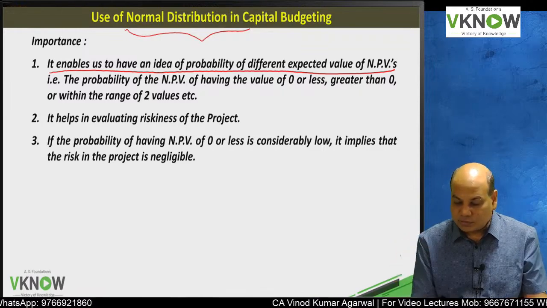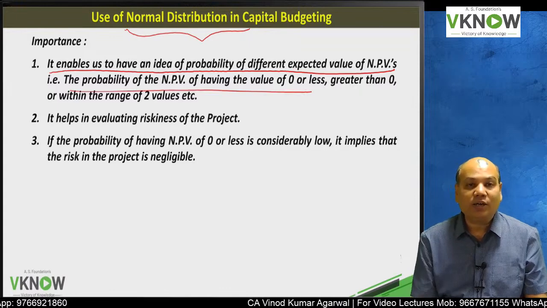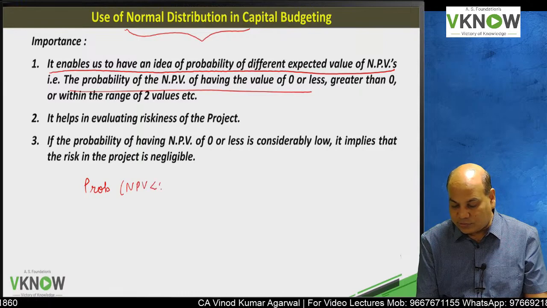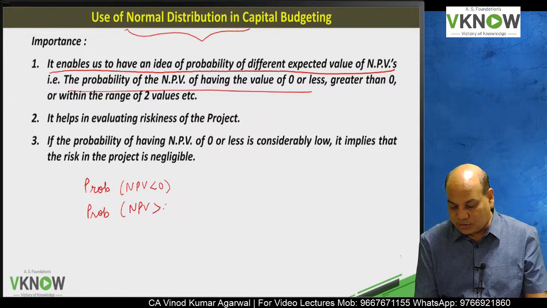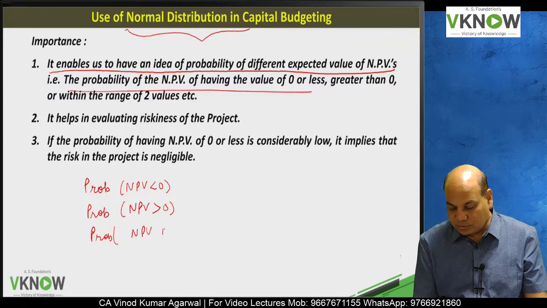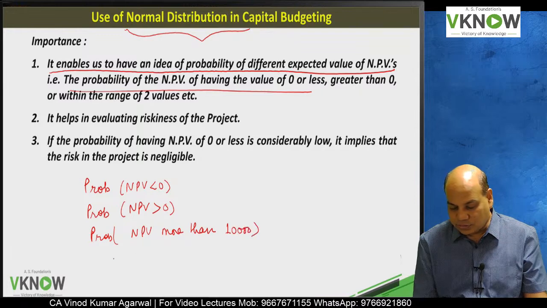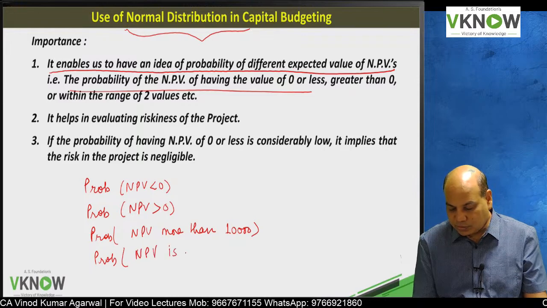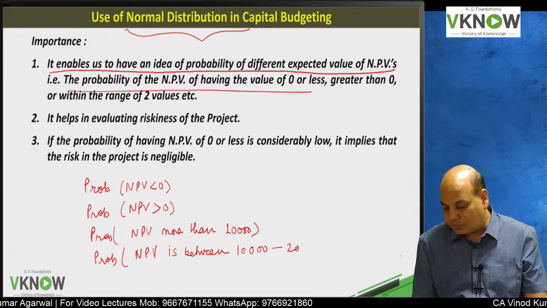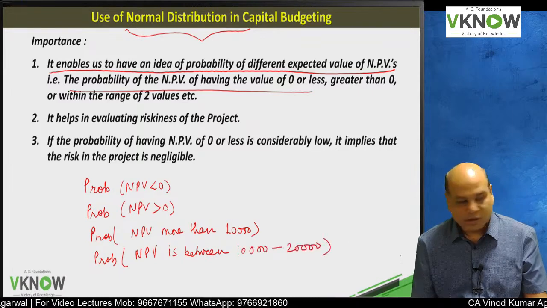For example, we can calculate what is the probability that NPV will be less than 0, probability that NPV will be more than 0. We can find probability NPV will be more than, let us say, 10,000. We can find probability that NPV will be between two numbers, like what is the probability NPV will be between 10,000 and 20,000.